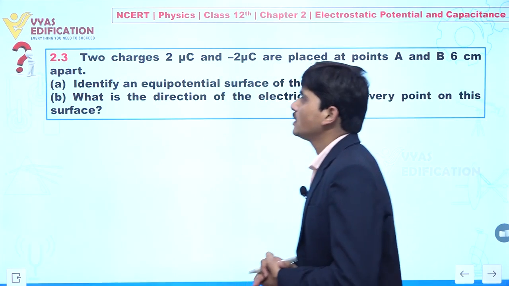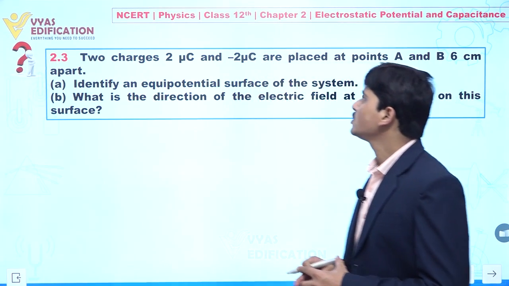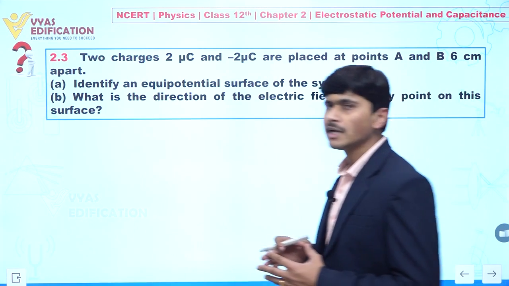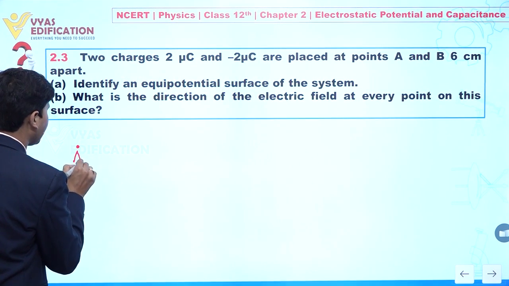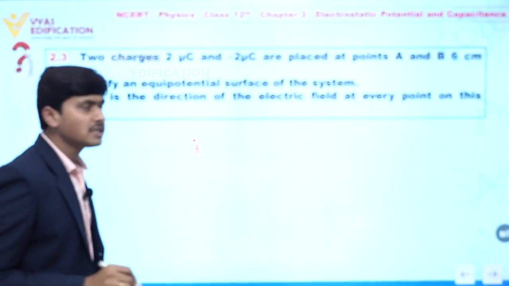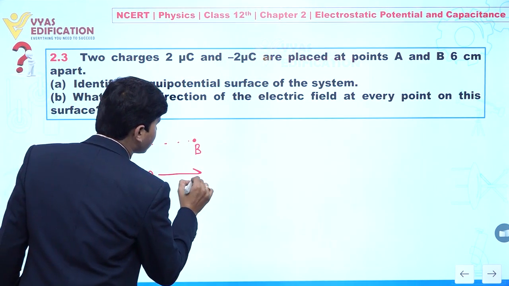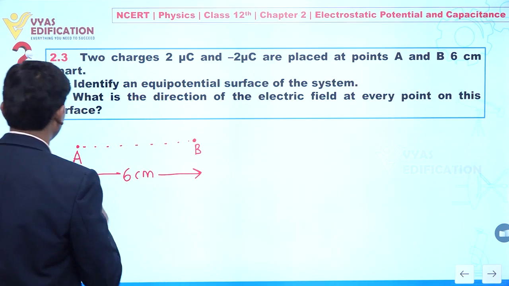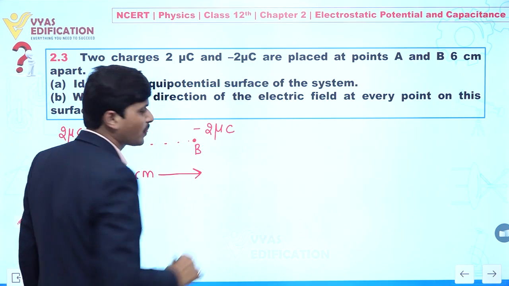Now dear student, we are going to discuss question number 2.3, and in this question it is given that two charges 2 microcoulomb and minus 2 microcoulomb are placed at points A and B, 6 centimeter apart. So we can write like this, let's suppose this is point A, and let's suppose here we have point P. The distance between A and B is given to you as 6 centimeter. Two charges 2 microcoulomb and minus 2 microcoulomb are placed, so we can write this is 2 microcoulomb, this is minus 2 microcoulomb.